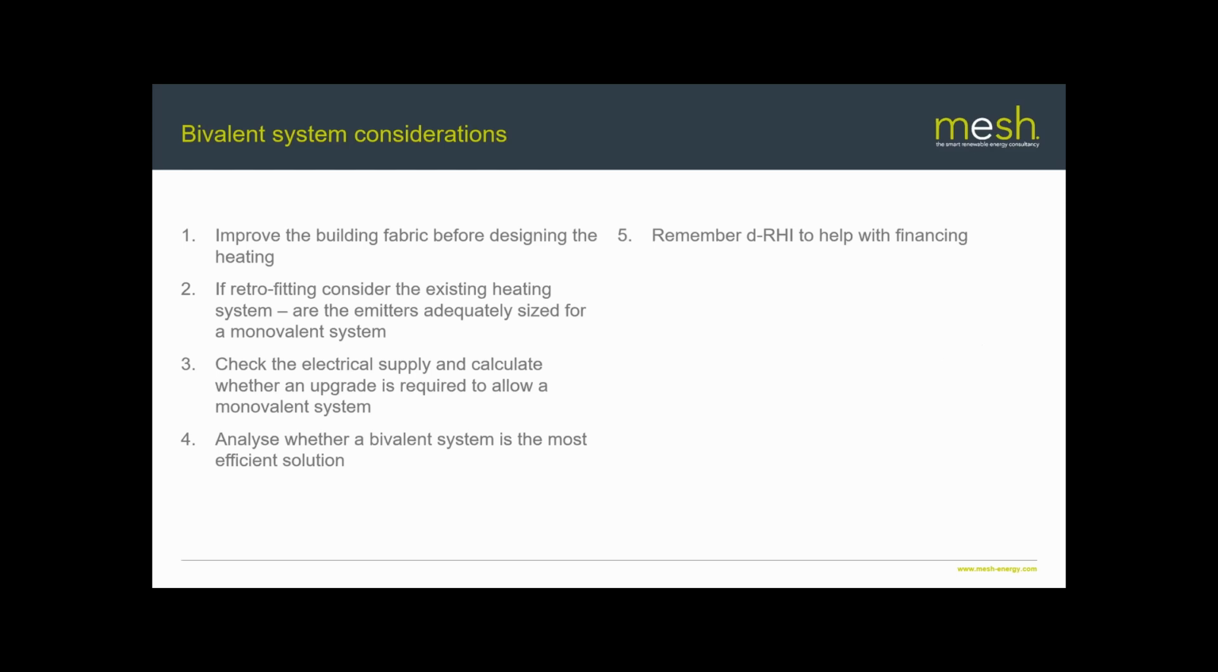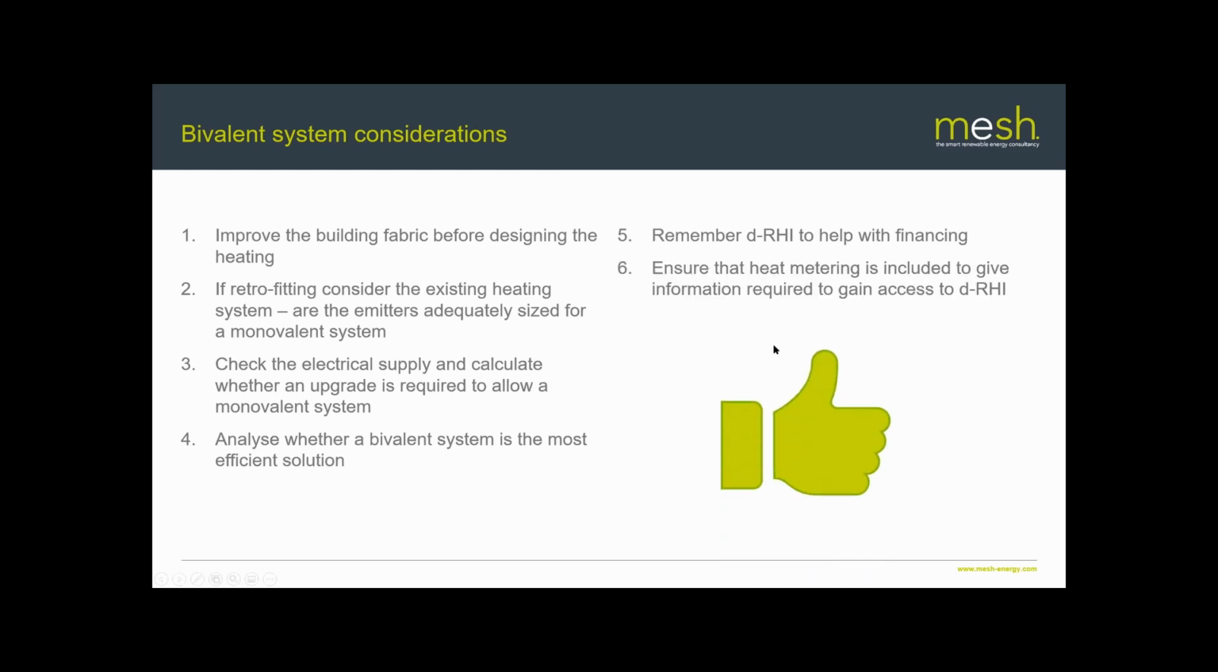Remember to use domestic RHI to help with financing. Now, obviously, that also feeds into the most efficient solution, because if you're taking into account domestic RHI, then that will probably skew what's the most efficient solution from a financial point of view. And finally, if you are using domestic RHI, just remember that you will need to have the appropriate heat meters fitted so that you can give the required information to the domestic RHI assessors, and you obviously won't get access to that RHI funding if you haven't got the heat meters in place.